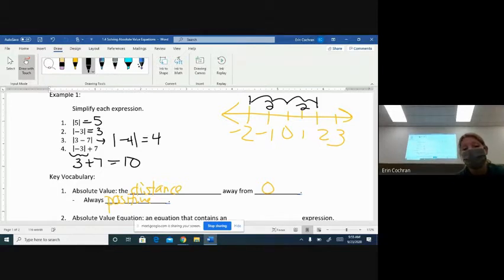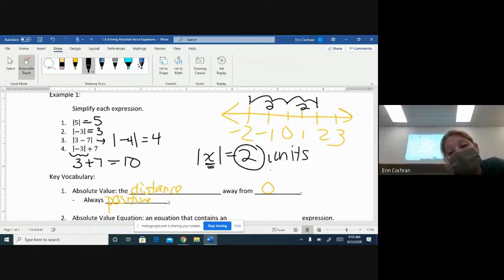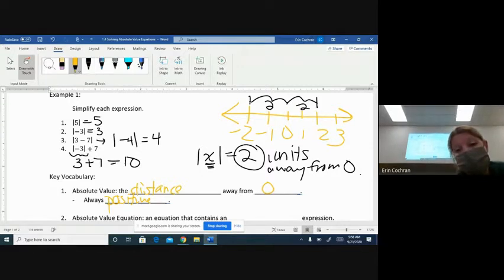Now, what we're going to be starting to do is look at the absolute value of x is equal to 2. Okay, so in this sense, what value of x is 2 units away from 0? So x could be, how many numbers are 2 units away from 0? 2, right? So x could be what? x could be -2, and x could be +2. So 9 times out of 10, we're going to have 2 answers for these types of problems.